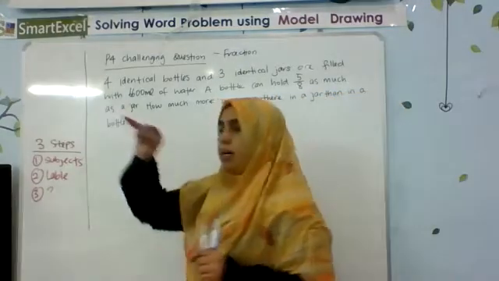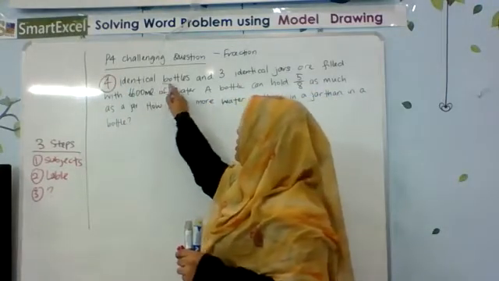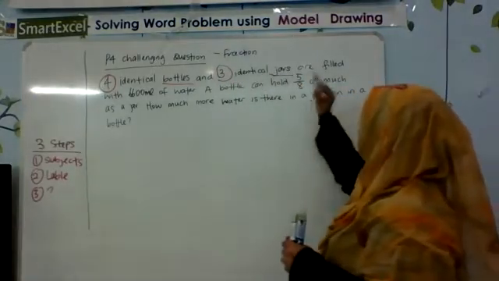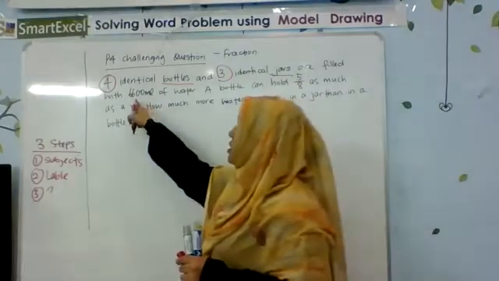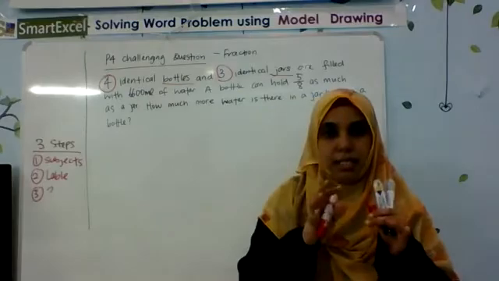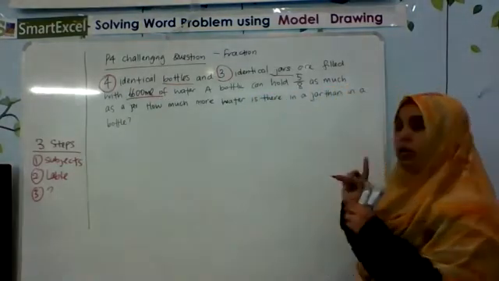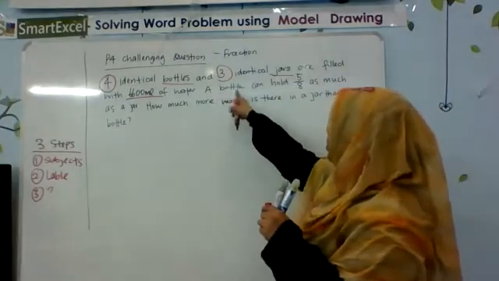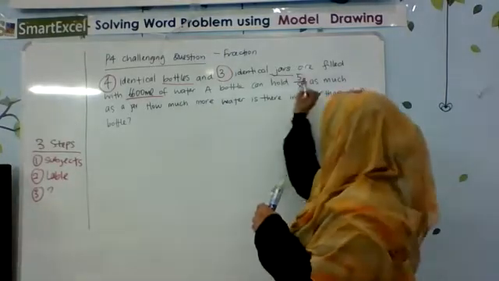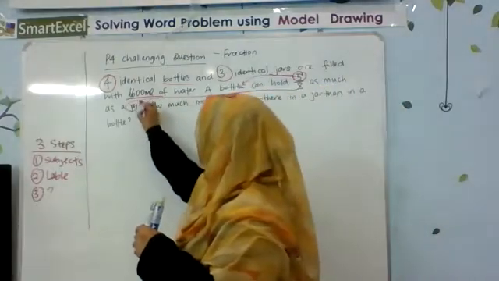Let's get the keywords first. The first one, they talk about the 4 identical bottles and 3 identical jars, and they mentioned that they are filled with 6,600 ml of water. Means this is the total. Then it tells you comparing one jar, I mean the one bottle. The one bottle can hold 5/8 as much as your jar. So this 5 units refers to your bottle, whereas your 8 units refers to the jar.